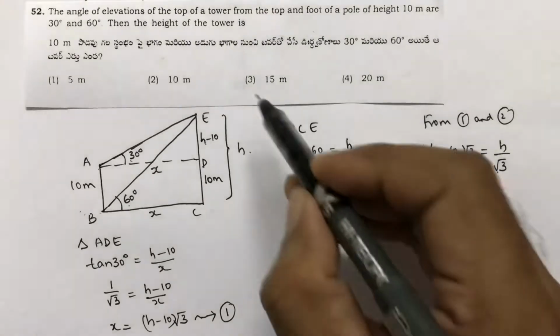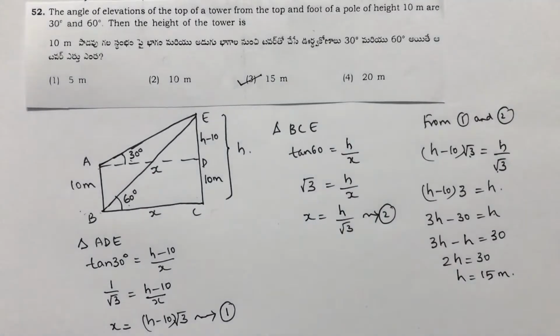So the correct option is 3. The height of the tower is 15 meters.